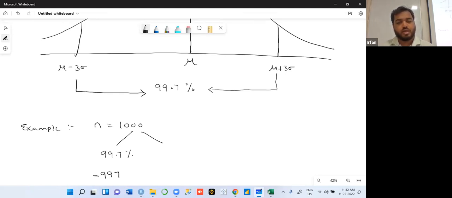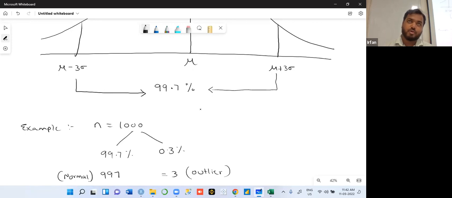Okay. And how much is 0.3%? 300, 3 na? Okay. So can we call this normal data? Either you call it outlier, you call it abnormal, depends on you. If your data is normal also, okay. But 100% normal, nahi hoga. It will be normal up to 99.7%. Clear? Easy.